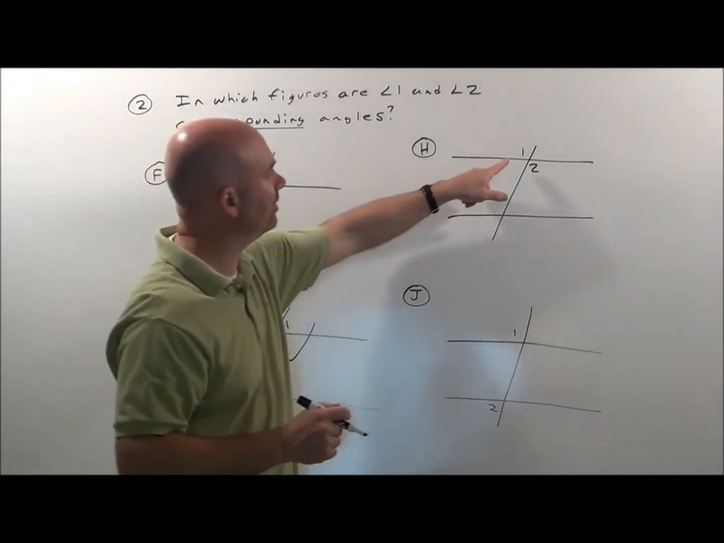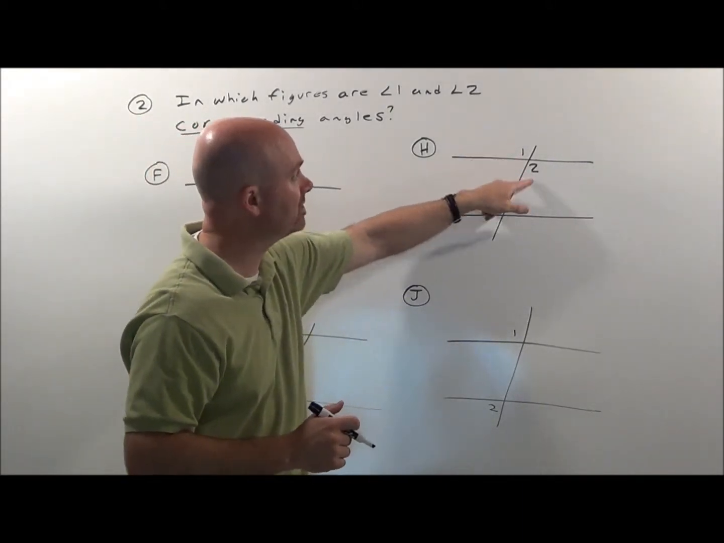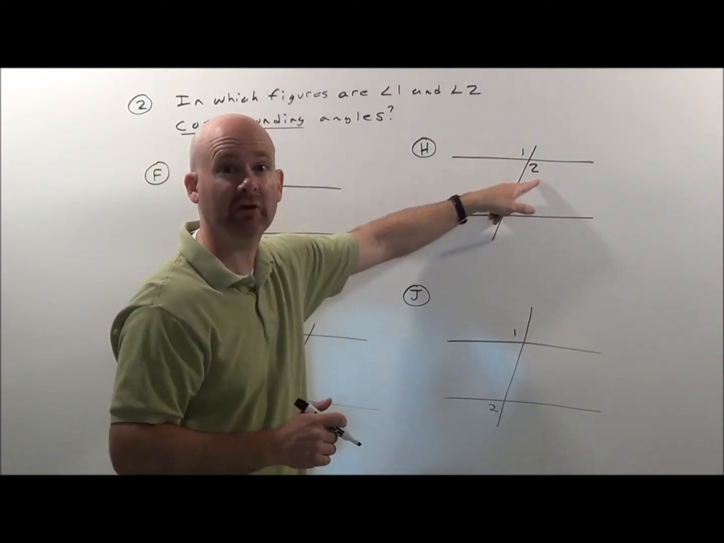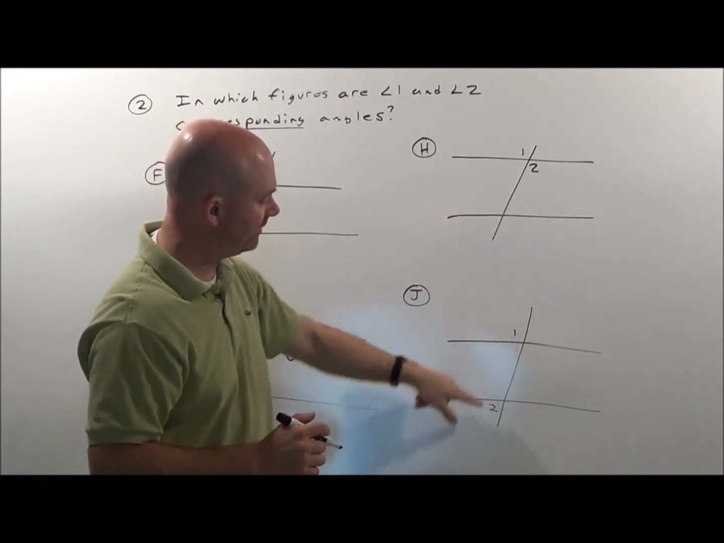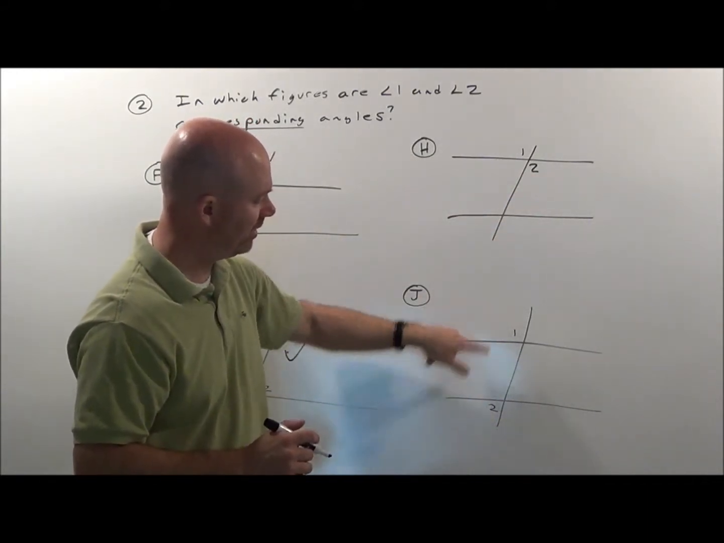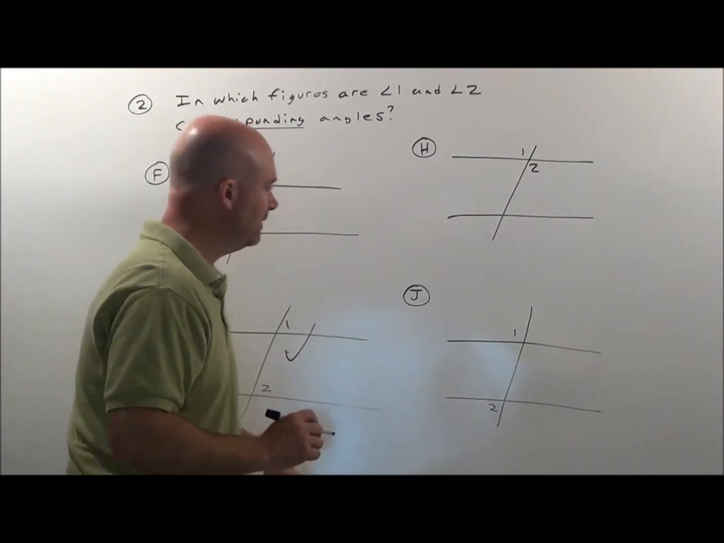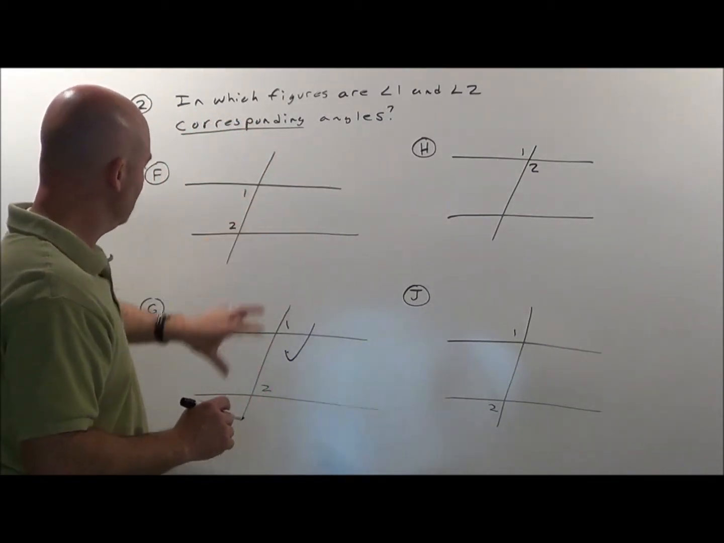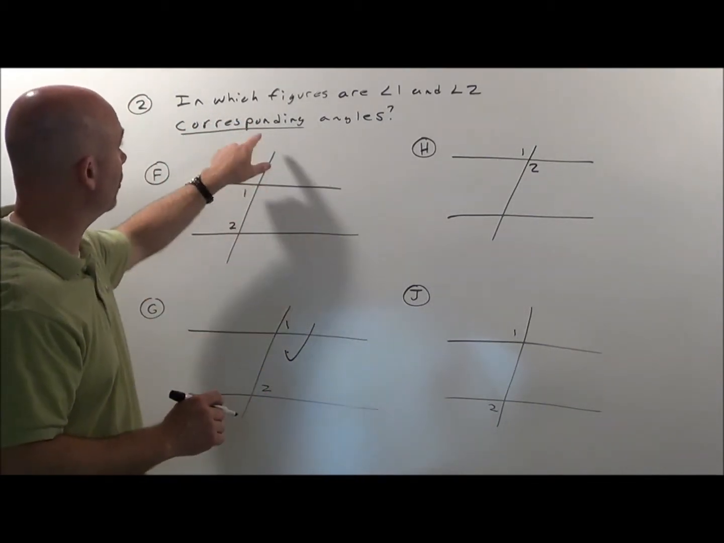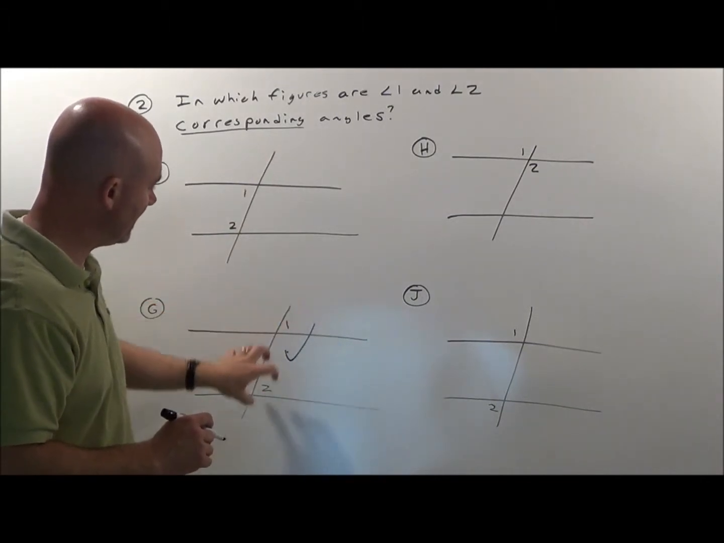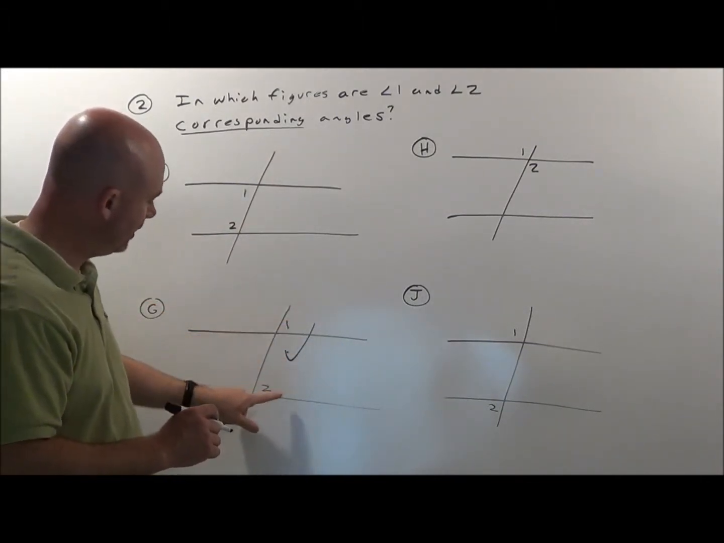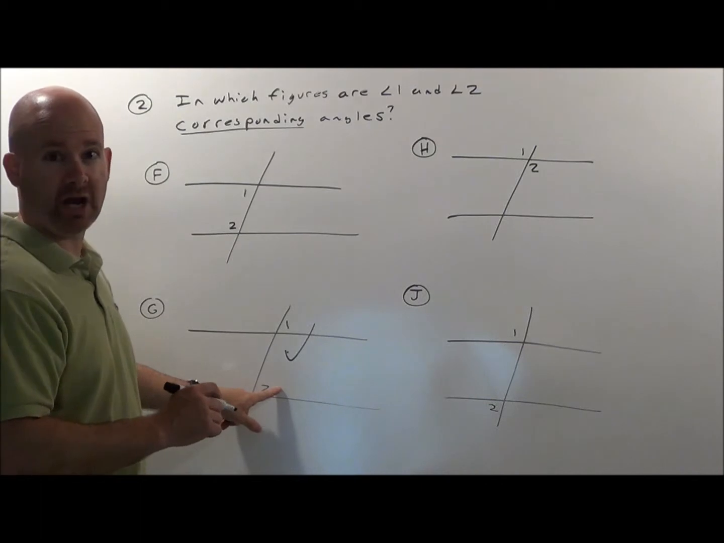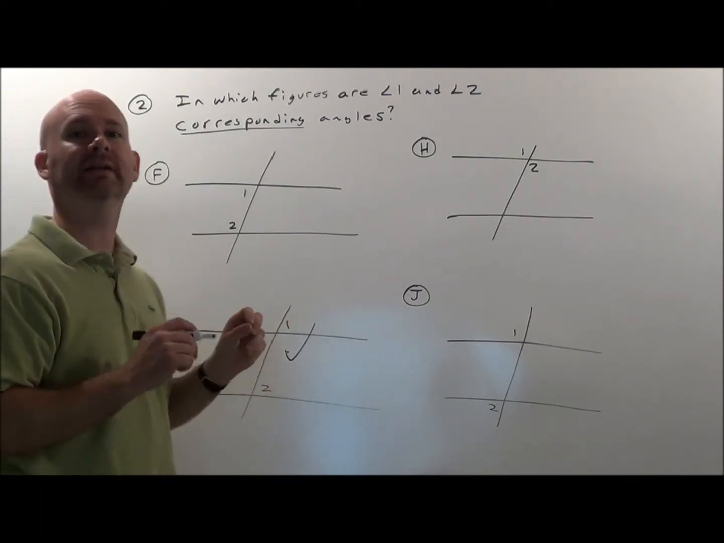If you go over here to H, just for definition-wise, those are vertical angles. And down here, these are just exterior angles on the same side of the transversal. Nothing there. So anyway, G is our answer for corresponding angles because we could pick that up, move it here. That's in the top right-hand corner. Slide it down, that would be in the top right-hand corner. So those are corresponding angles.